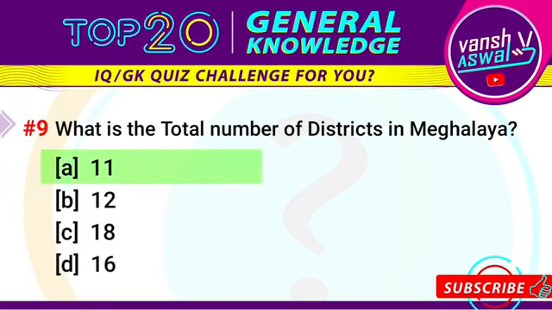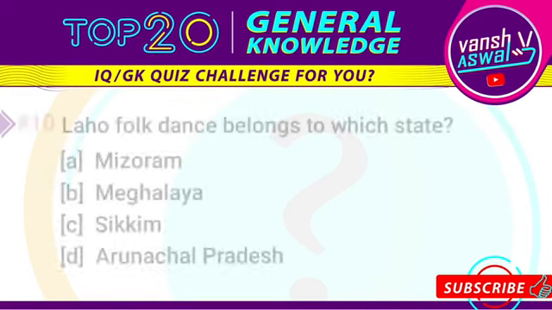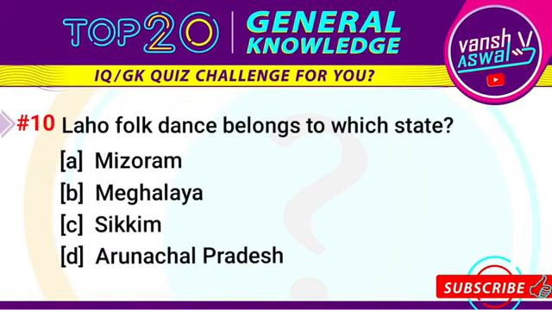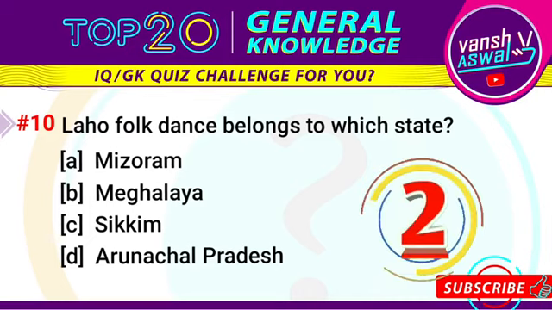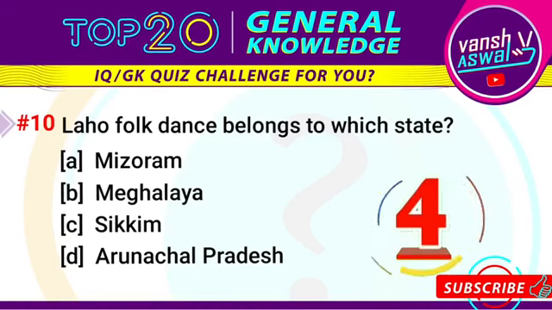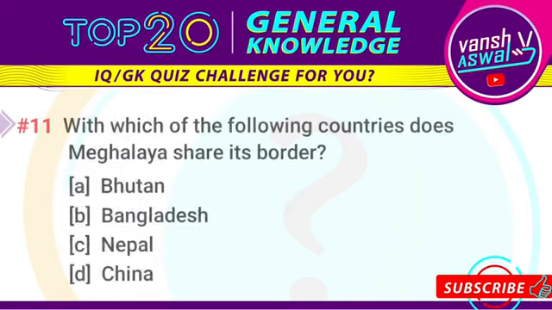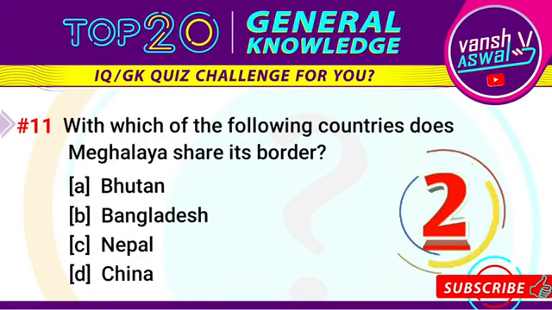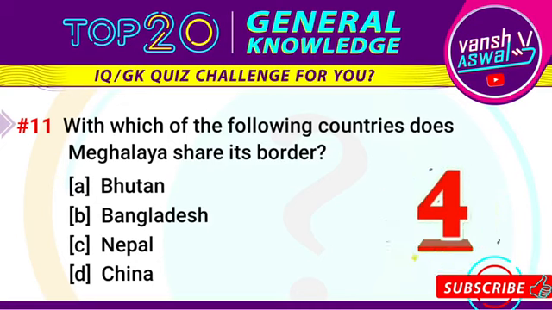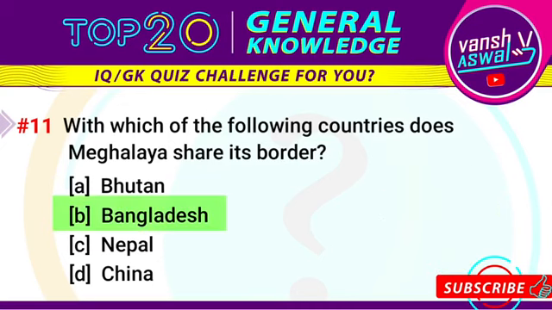And the right answer is 11 districts. Our 10th question is, Laho folk dance belongs to which state? And the right answer is Meghalaya. Question number 11. With which of the following countries does Meghalaya share its border? And the right answer is Bangladesh.